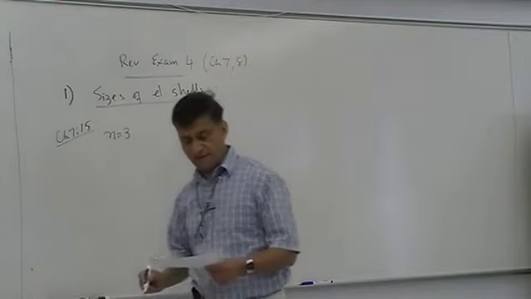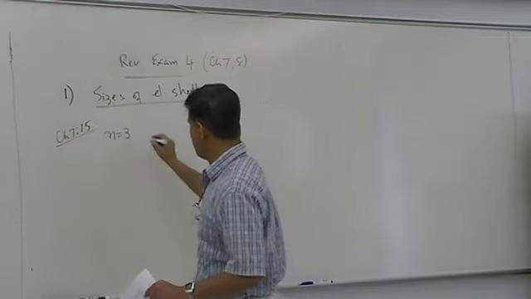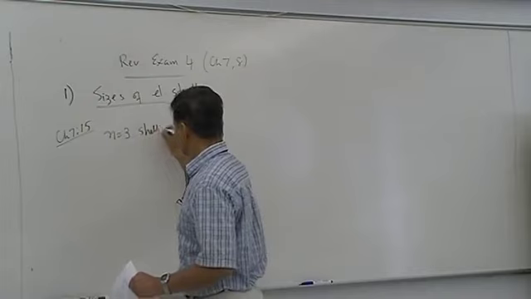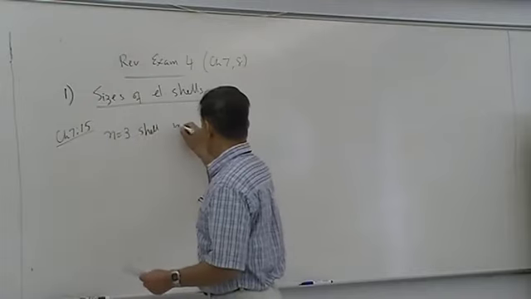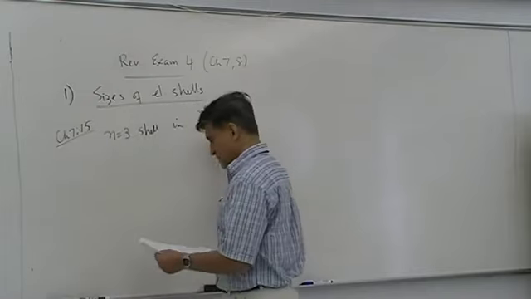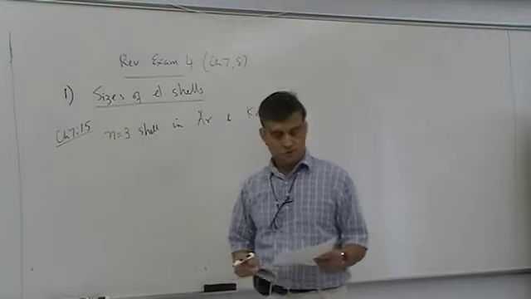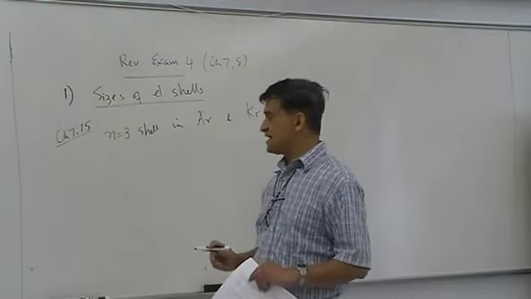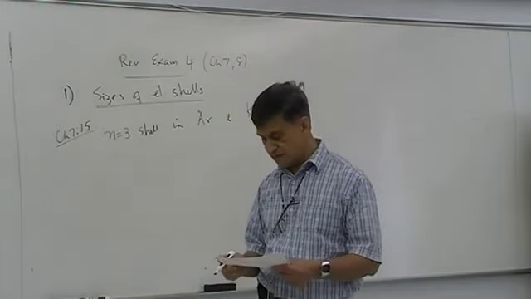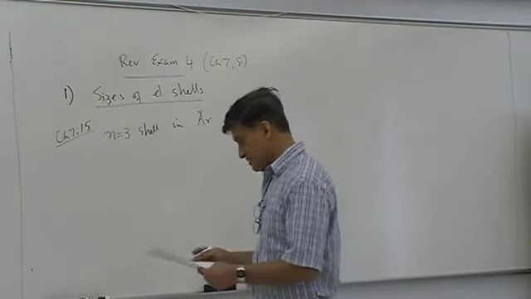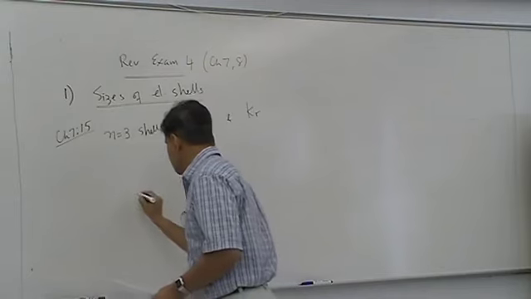Basically, the question is asking for the n equals 3 principal level or shell in argon and krypton. Would both of them have the same size, or one of them would be smaller than the other one? Let's examine that by a simple picture.